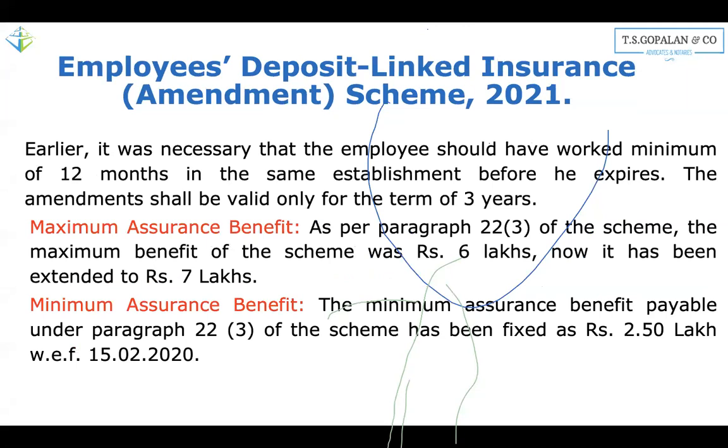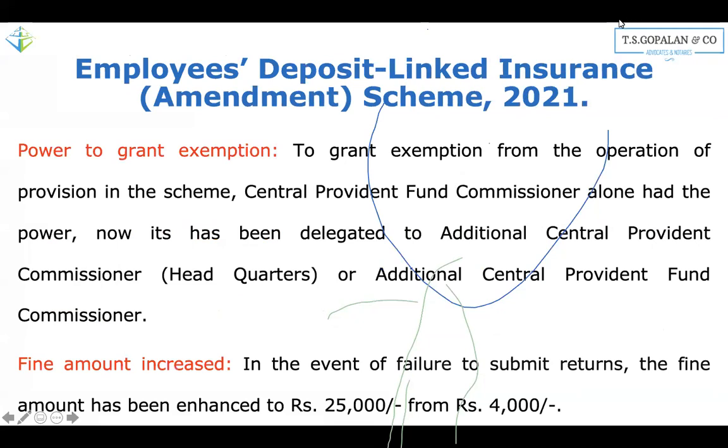The benefit amount, because of the changes, goes up from 6 lakhs to 7 lakhs. Up to 7 lakhs it could come. And the minimum assurance comes to rupees 2.5 lakhs. And the good part about it is it's a retrospective amendment from 15 to 2020. So any death after 15 to 2020, they would be entitled to the benefit of a minimum of 2.5 lakhs.